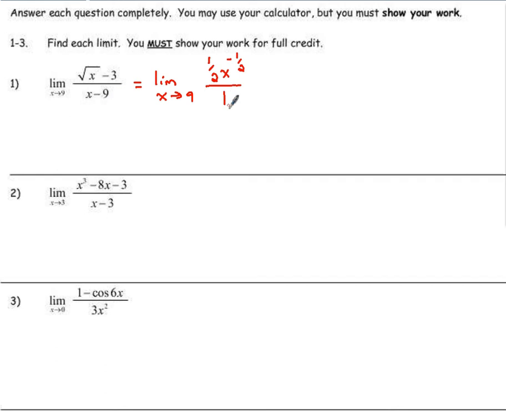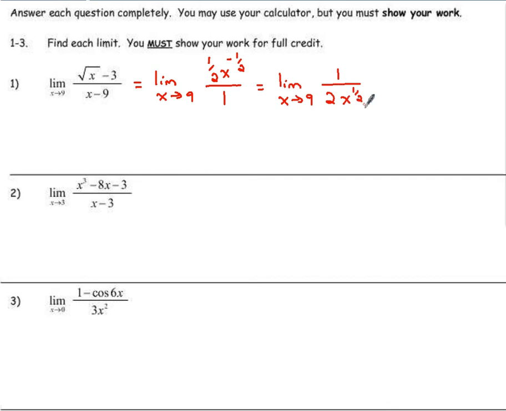If we simplify this a little bit, we have the limit as x approaches 9. Since we just have a 1 on the bottom, really all that we have to do here is clean up the top. So as we clean up the top, we've got a fraction. It's going to be 1 over 2. This negative exponent will bump down to join that 2, making this x to the 1/2.